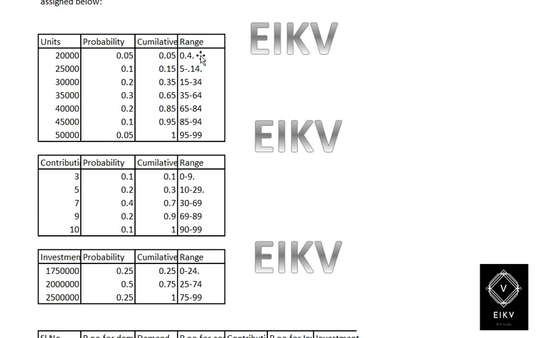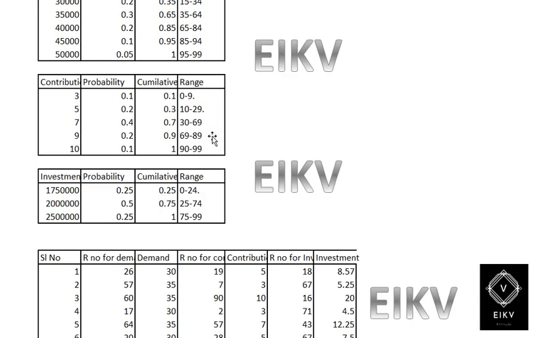The range starts from 0, and then we subtract 1 from the cumulative probability, that is 5 minus 1, which is 4. Therefore 0 to 4 is the first range. After that we have 15, therefore 5 to 14 will be the next range. In the same way, 15 to 34, 35 to 64, 65 to 84, 85 to 94 and 95 to 99.